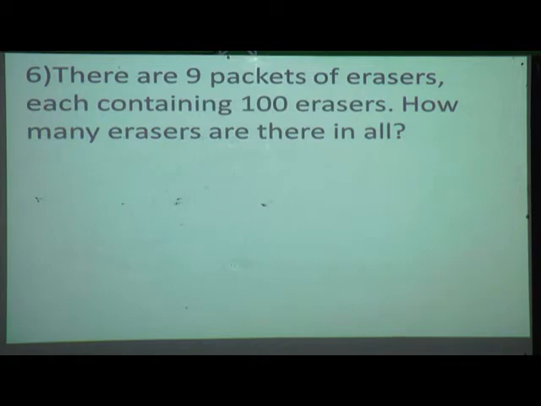Now it is very easy. What we have to do? Just we have to do the multiplication 9 into 1, and after that we have to give 2 more 0, because in 100 two zeros are there. Okay, so in this way we can solve this example.